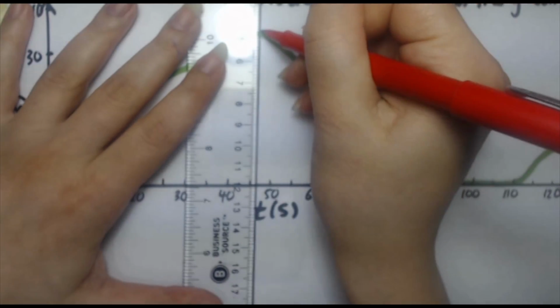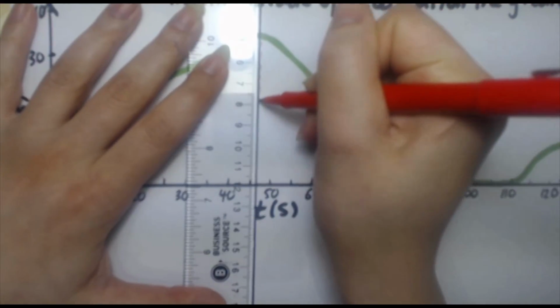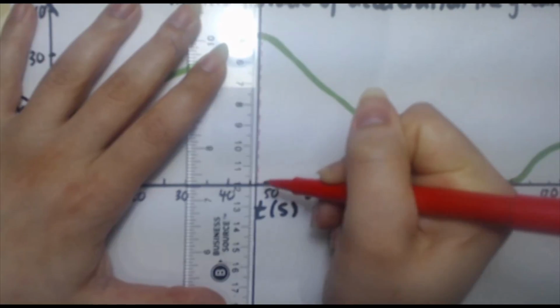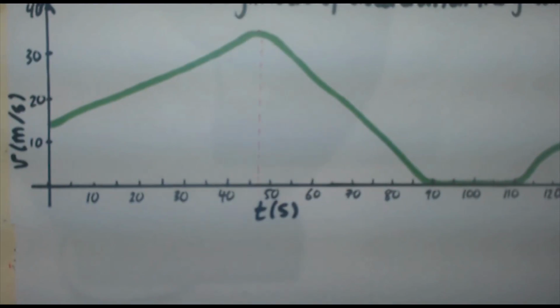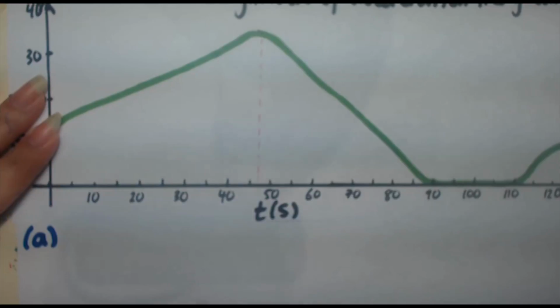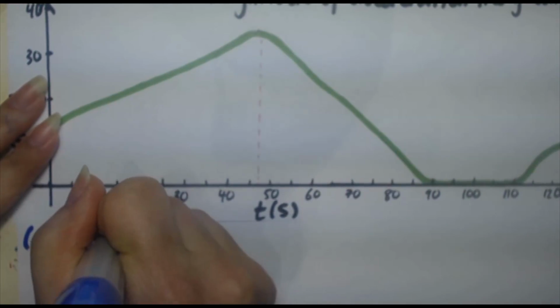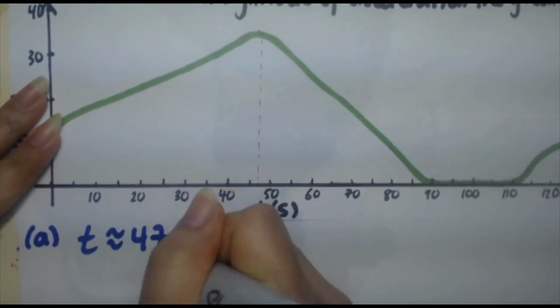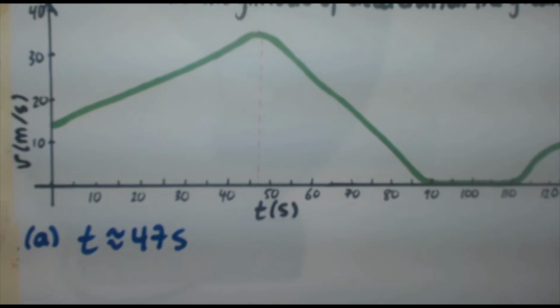If we drag that down, it looks to be approximately 47 seconds. I think that might be a fair statement. So for part A, at what time was the velocity the greatest? At around t is approximately 47 seconds. Now you might get plus or minus 1 point. That's okay. Again, this is based on our eyes, so our answers might be a little bit different.